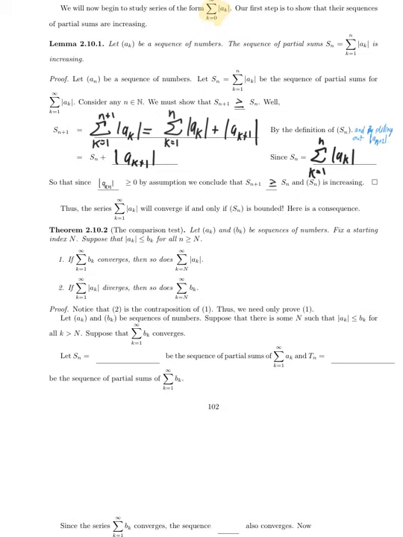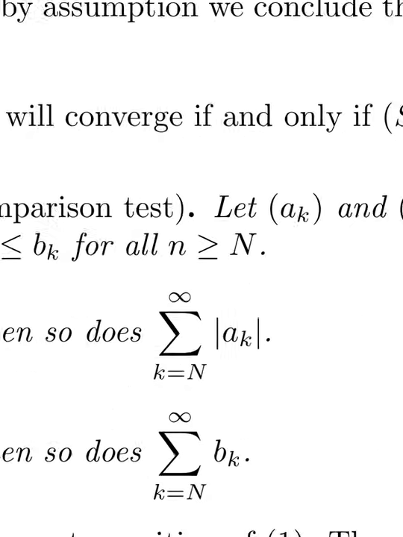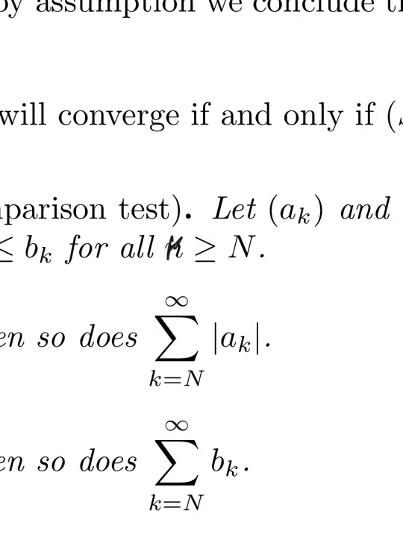So let's let ak and bk be sequences of numbers. Fix some starting index big N. Let's suppose that the absolute value of ak is less than or equal to bk for all k bigger than this threshold value big N.